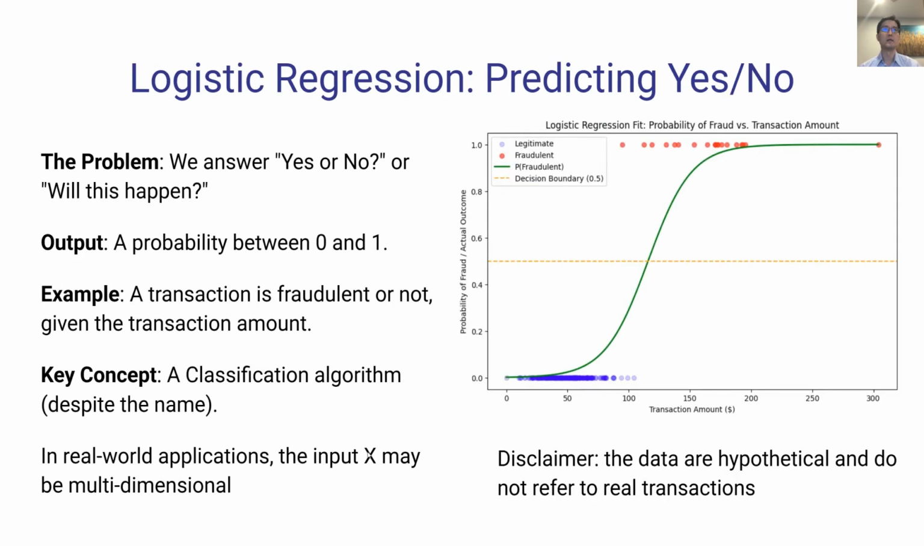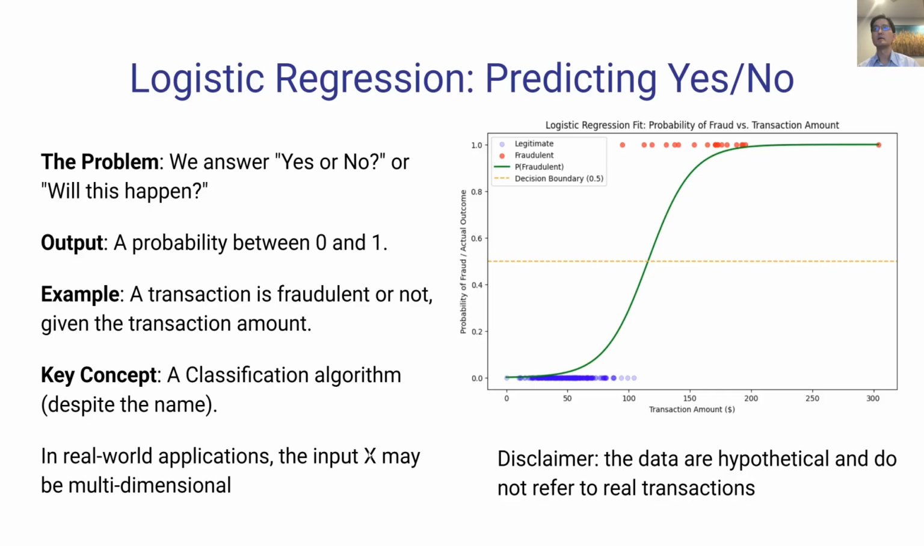So this slide explains logistic regression. Essentially, it predicts yes or no with a probability between 0 and 1. An example here is whether a financial transaction is fraudulent or not, given the amount. The key concept is that this is a classification algorithm. It classifies yes or no, despite its name being regression.